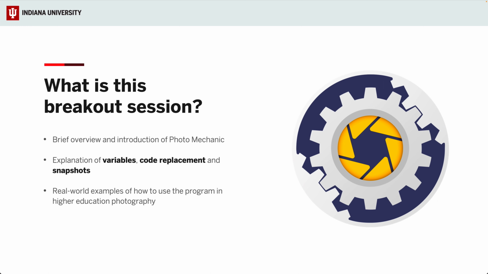So what is this breakout session? I'm going to give a brief overview of Photo Mechanic, then introduce a couple key features that we use at IU every day. Those include variables, code replacements, and snapshots. Finally, I'm going to show a demo of how I go from a memory card to the client, all the way through the process using Photo Mechanic as a key part of our workflow.